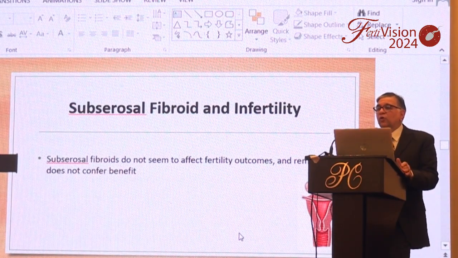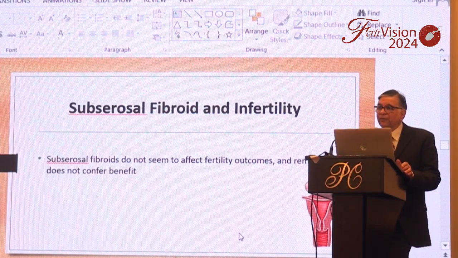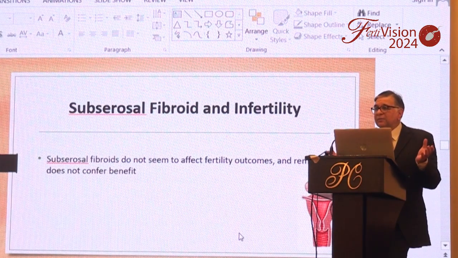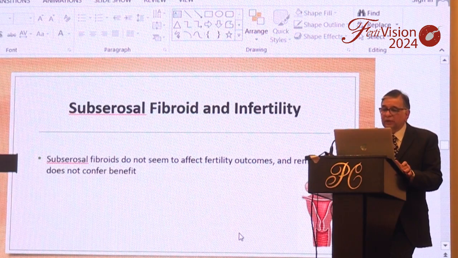Subserosal fibroids are no problem at all. They should just be left alone. They have no bearing upon fertility, and they usually do not cause any symptoms except when they increase massively in size, and you have to take them out for very different reasons and not fertility.